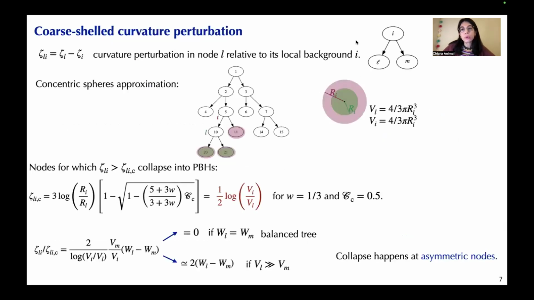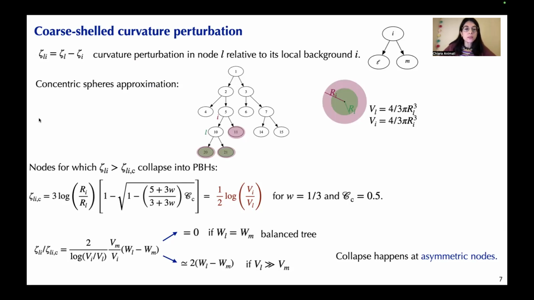So in practice, if we consider the elementary vertex of the stochastic tree, we define the curvature perturbation in a certain node, for instance L, relative to its local background I. And we define the coarse-shelled curvature perturbation as this difference. It's called coarse-shelled curvature perturbation because if we picture the regions emerging from the parent node I and the child node L as two concentric spheres, then the coarse-shelled curvature perturbation is nothing but the curvature perturbation coarse-grained over the shell between the two regions.